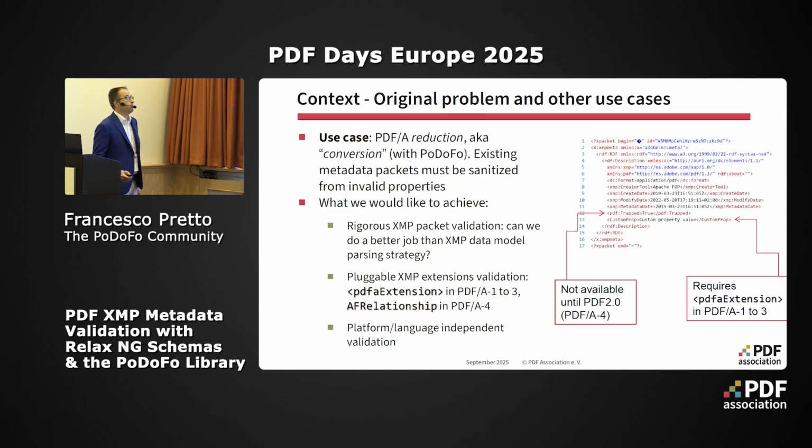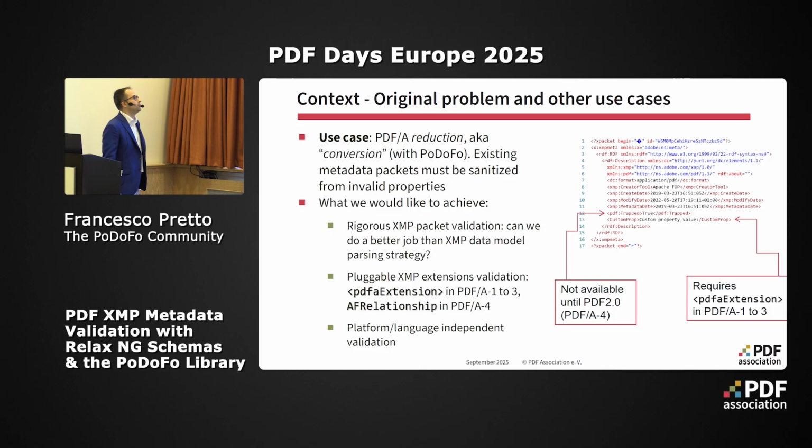So existing metadata packets should have been polished, should have been cleaned from invalid properties. Here, maybe there are no malformed properties, but you have a PDF trapped property that was not available until PDF 2.0, and you have a user-defined property that would require anyway PDF/A extensions from PDF/A 1 to 3.